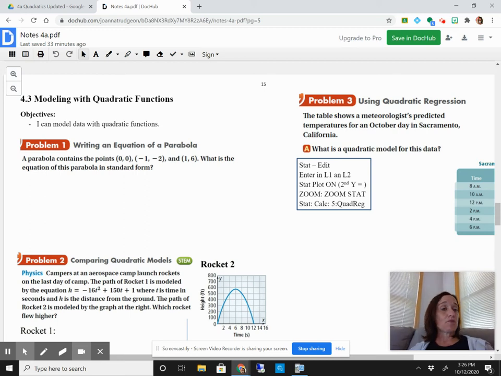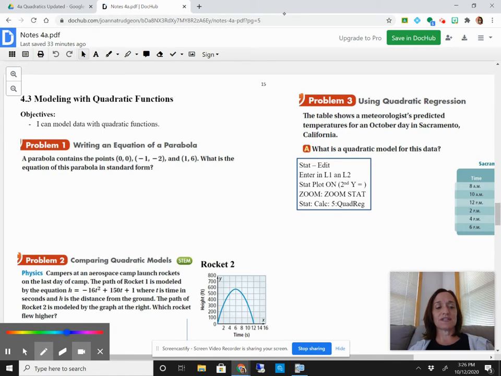This is lesson 4.3, and we're going to be modeling quadratic functions. We have some real-world problems to do today and just some different types of problems involving quadratics. So it's, again, kind of an extension of the base knowledge of quadratics, and that's why I like this chapter.